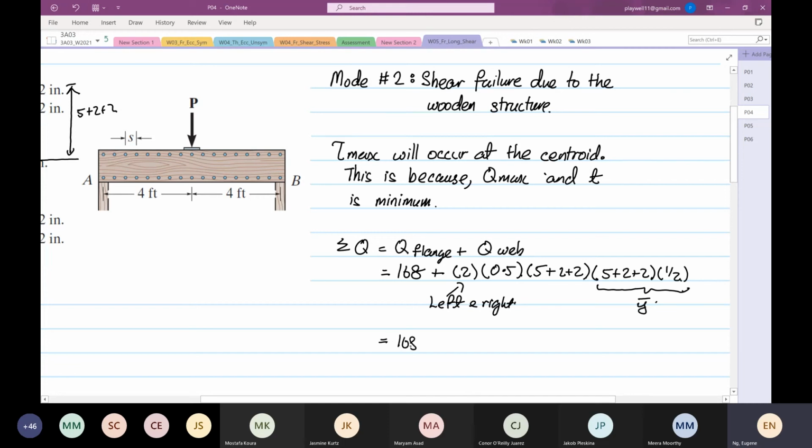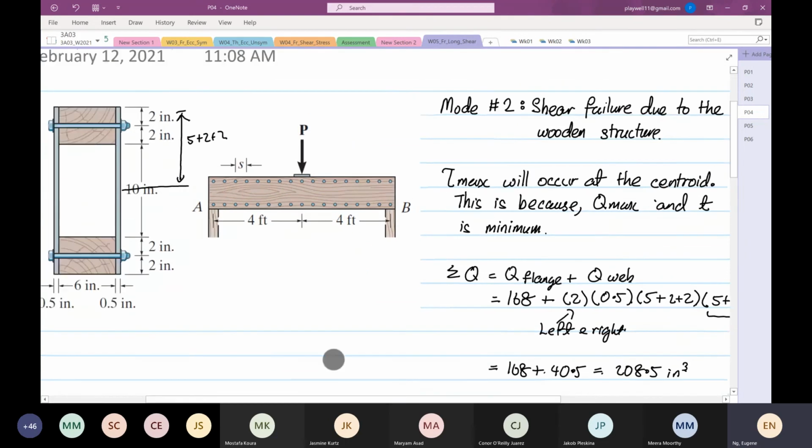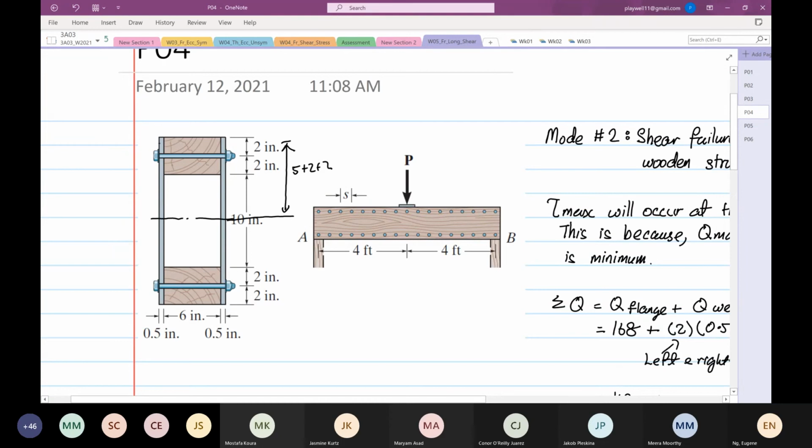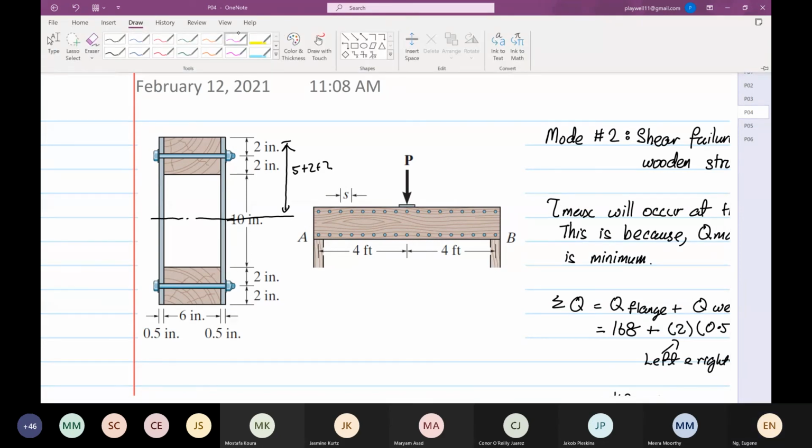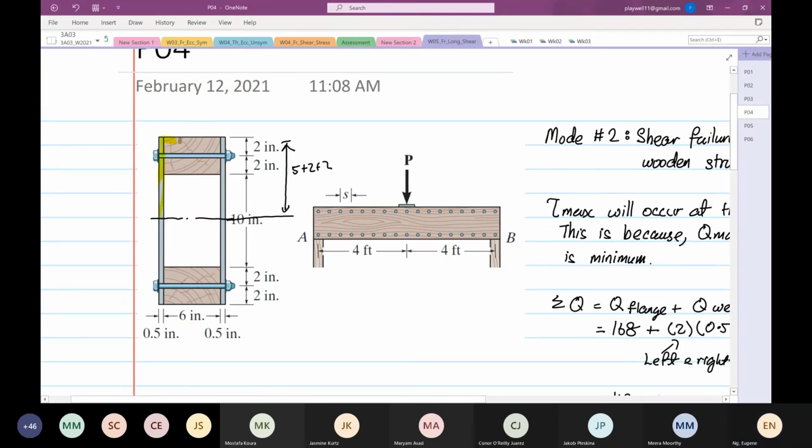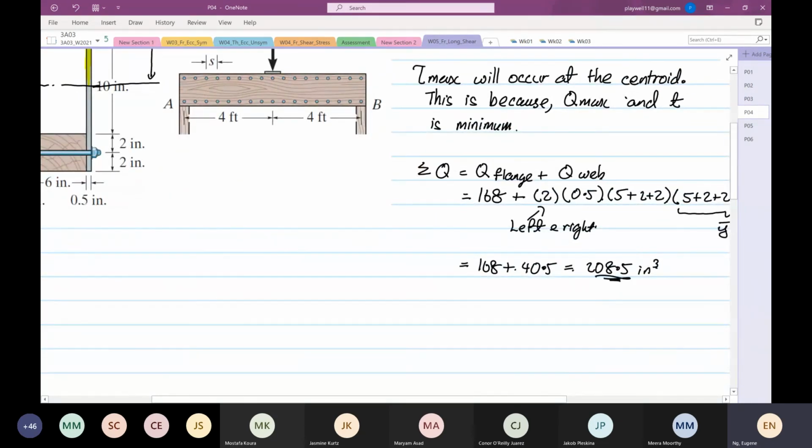So from here, 168 plus 2 times 0.5 times 9 times 9 times 0.5 is equal to 40.5. So this is equal to 168 plus 40.5, which is 208.5 inches cubed. So we just consider this entire section, here, here, and here. We don't consider the below because of rule number four: the first moment of area cannot cross the centroid. Now from here, we have everything already, right? As I said, the most difficult part is finding Q.